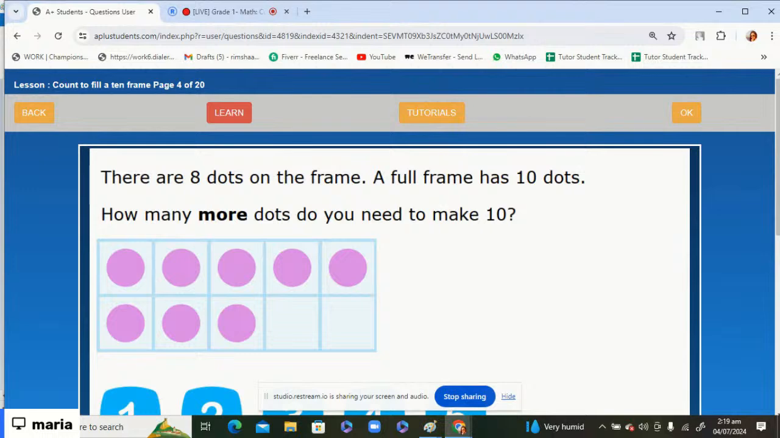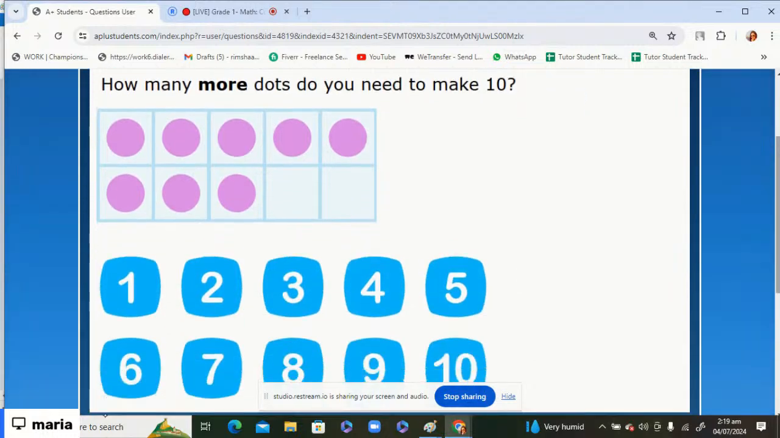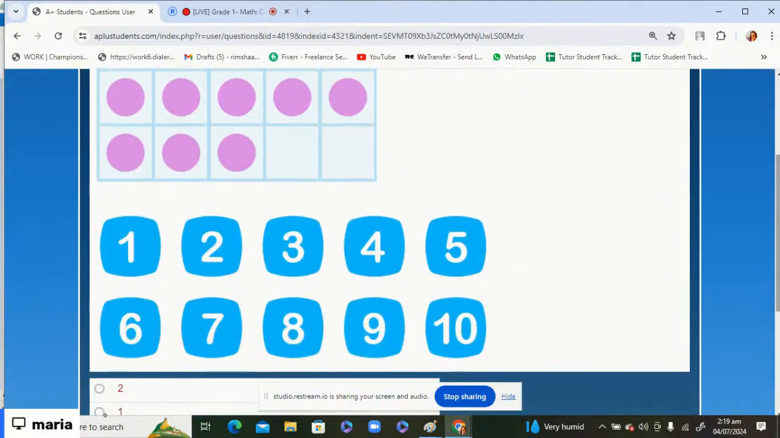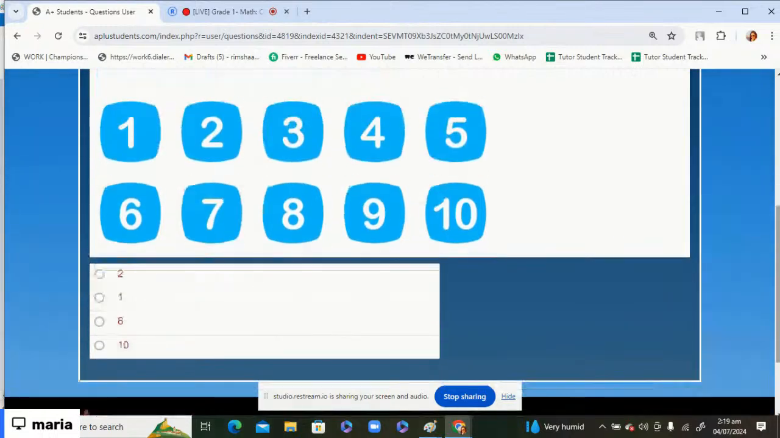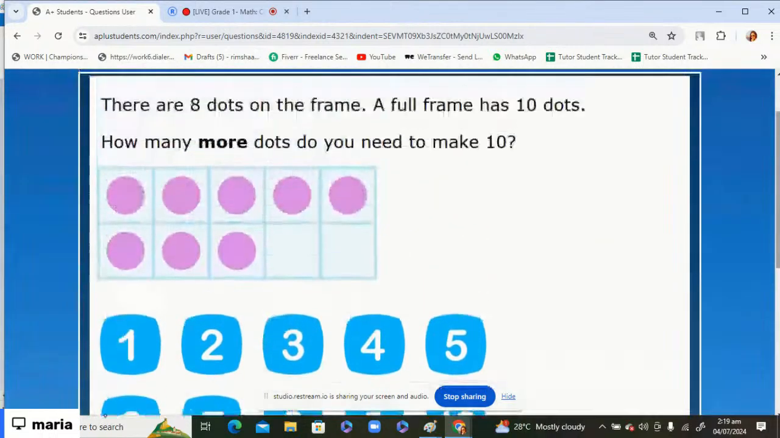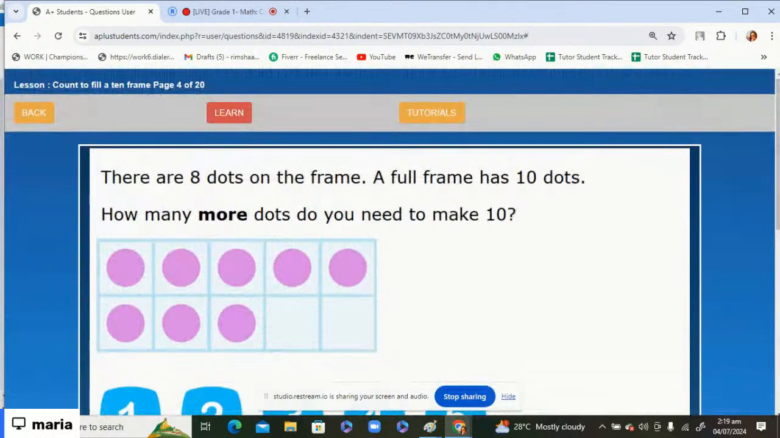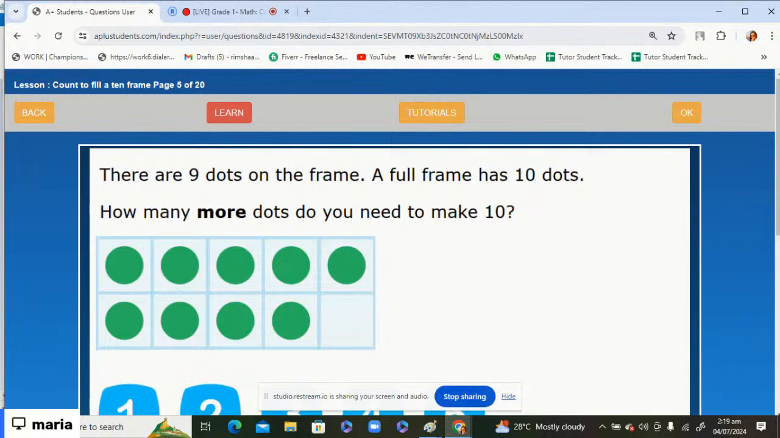There are 2 empty spaces. Very good. And so it means that 2 more dots that you need to make this full frame 10. Okay, so it's 1 and 2. So we are going to write it here, 2. We move with this option. All right, I hope you guys understand this lesson as well. So rest of the questions you do by yourself.